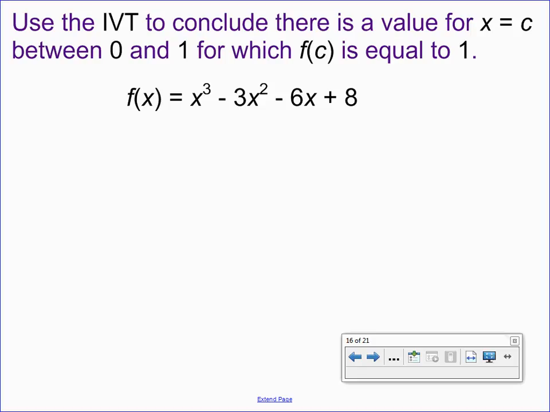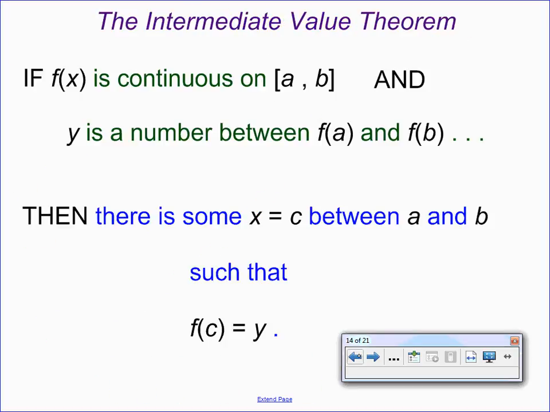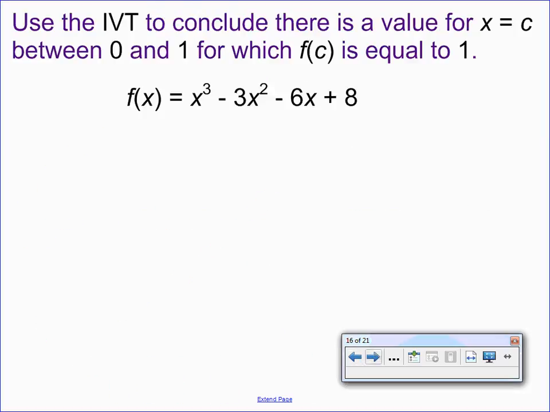All right, so what do we need in order to apply the intermediate value theorem? Well, we need a continuous function f over some interval. As I consider this function definition for f, x cubed minus 3x squared minus 6x plus 8, do I have a continuous function? Yes. How do we know that's a continuous function?